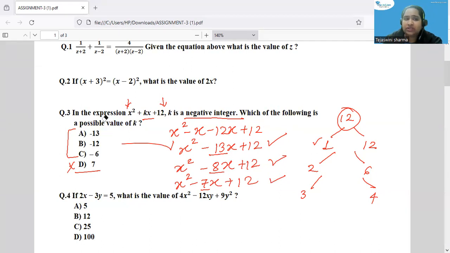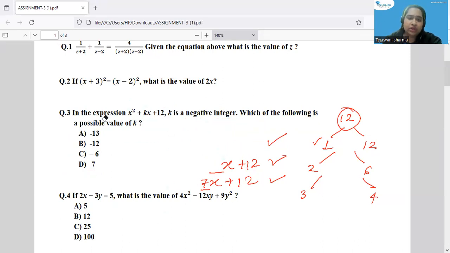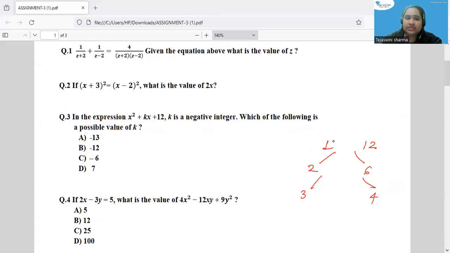By choosing all the three factors, we have concluded the correct value. So you can figure out how we have done it. Cross check your answer, and if not, write down the solution. Now let us see what is the next question given to us. This is question number 4.